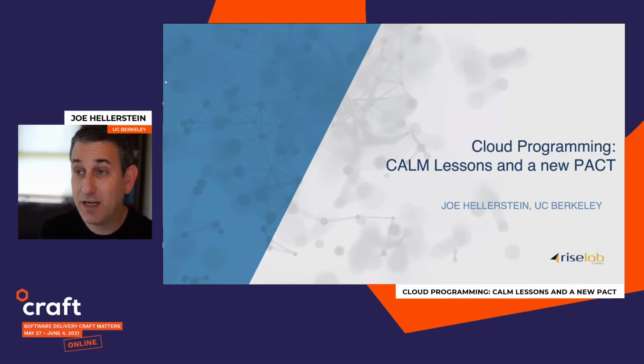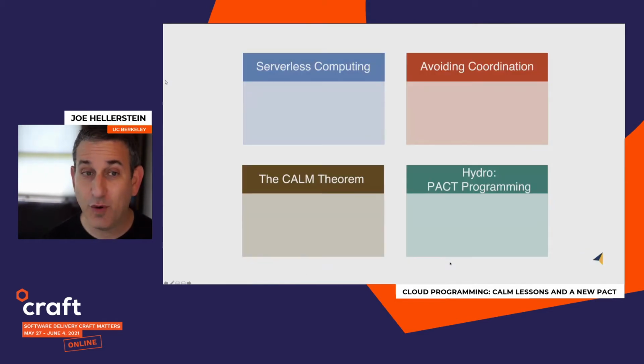So today I'm going to talk about cloud programming, this notion called Calm, and a new programming model we're describing as PACT programming. It's a talk in 4 parts. We'll start by talking about serverless computing, and then I'll introduce the idea of avoiding coordination and why it's so critical to distributed programming. Then we'll cover the Calm theorem very quickly and conclude with the Hydro project and PACT programming.